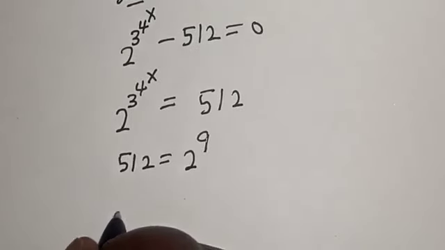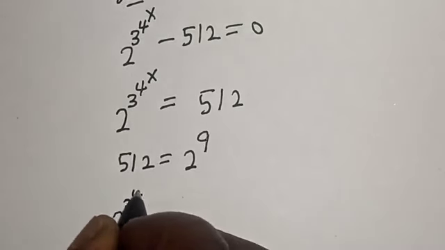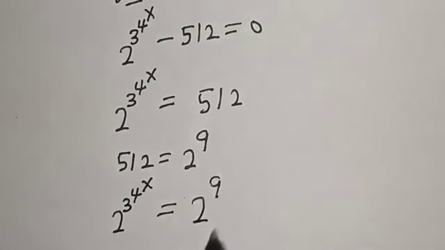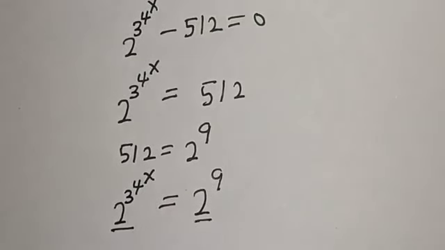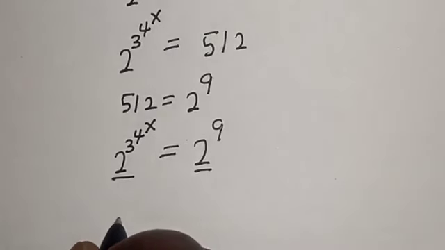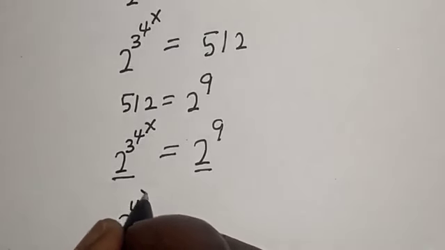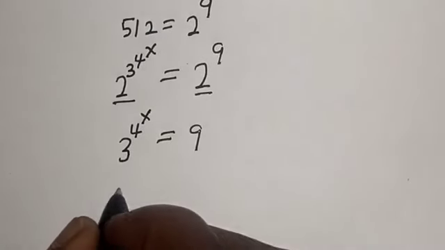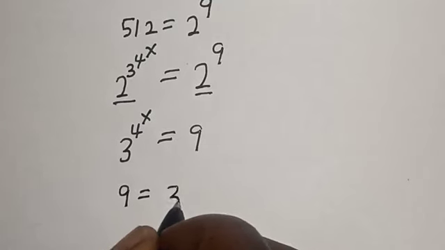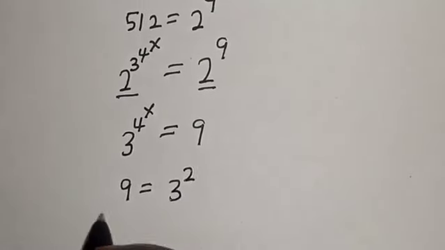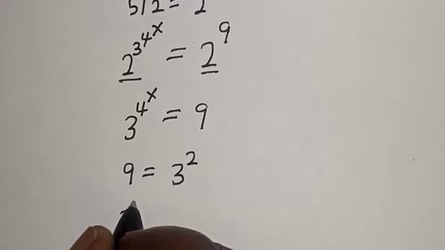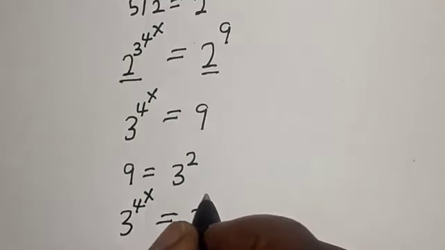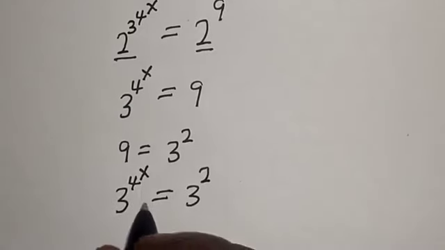Let's substitute. We have 2 to the power of 3 to the power of 4 raised to the power x is equal to 2 raised to the power 9. They have the same base 2. Then we are left with 3 raised to the power of 4 raised to the power of x is equal to 9. Also, 9 is equal to 3 square. Then let's substitute. We have 3 raised to the power of 4 raised to the power of x is equal to 3 square. They have the same base 3.